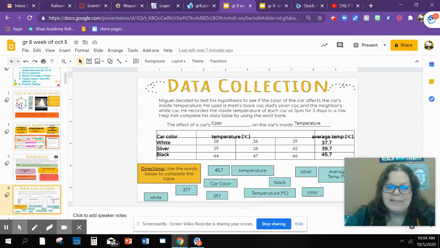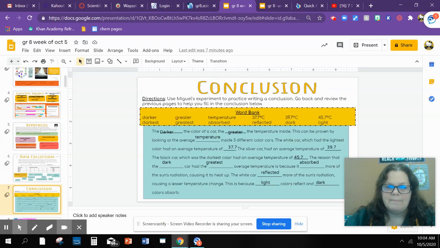Then Miguel went and tested his experiment and his hypothesis. Please pause this video and check your answers to make sure you have the numbers in the correct spots, looking at the different car colors, the temperatures he recorded, and then his average temperature. His conclusion: again, a place to pause this video and make sure you have your conclusion worded based on Miguel's experiment.